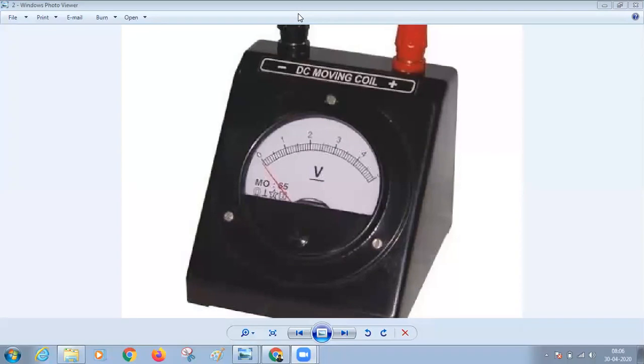So only 3 symbols are given here, right? You observe this. The first symbol is given like this, which means that this meter is a moving coil, PMMC, the permanent magnet moving coil instrument. And the second symbol is the perpendicular symbol. So you have to say that this meter also should be placed vertically.